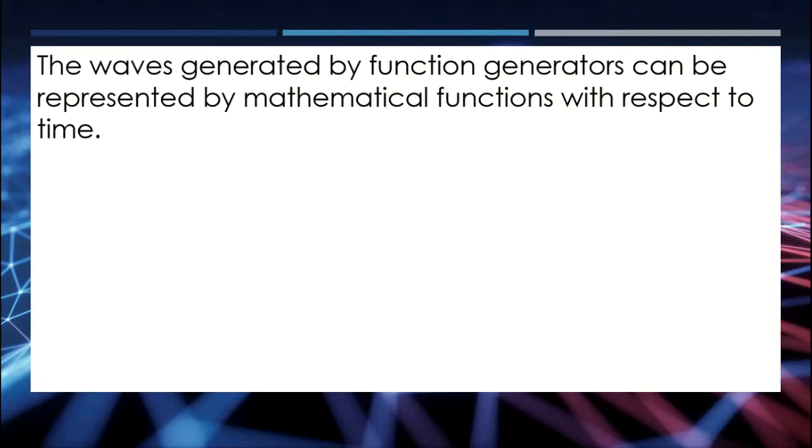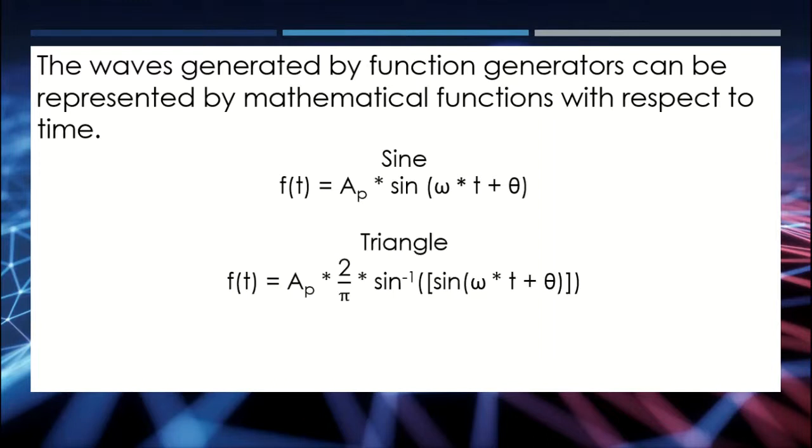So why the name function generator? Well, the waves generated by a function generator can be represented by mathematical functions with respect to time. For example, a sine wave, as many of you may know, has a function of AP times sine(omega t plus theta), where AP is the maximum amplitude, omega is the angular frequency, t is the time, and theta is a phase shift. A triangle wave can be represented by the function AP times 2 over pi times the inverse sine of sine(omega t plus theta).